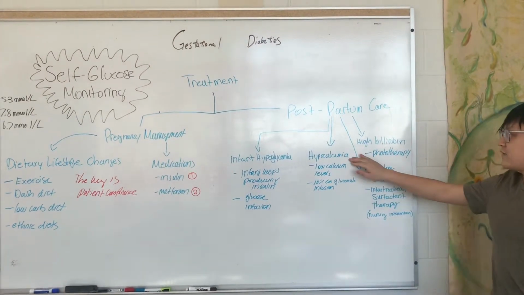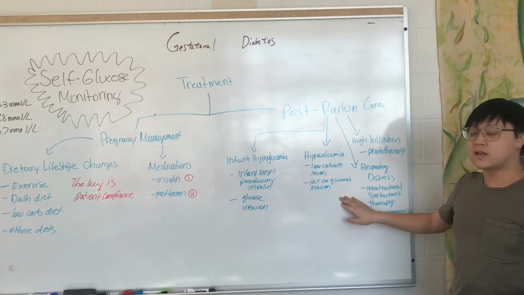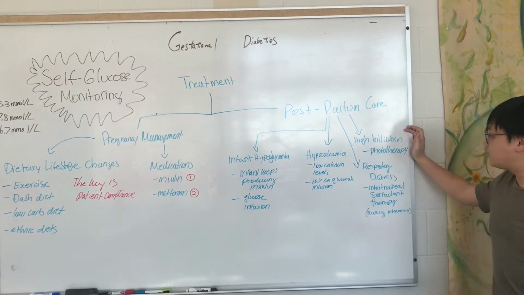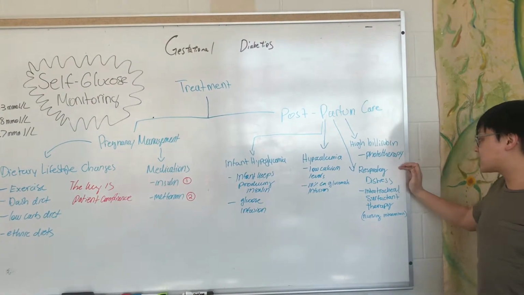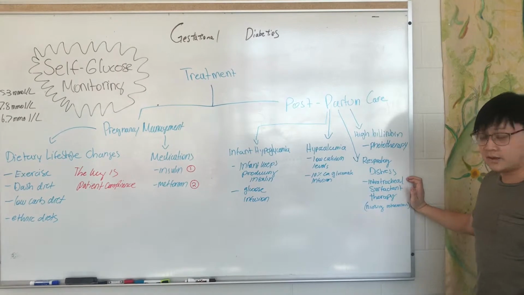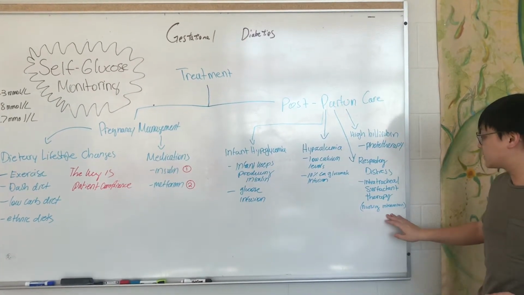So there's also a chance of hypocalcemia, where there are too low calcium levels, in which we'll do a 10% calcium gluconate infusion. There's also a chance of high bilirubin levels, in which we do phototherapy. And there's a chance of respiratory distress, where we do an intratracheal surfactant therapy, in which an RN or a physician will insert a tube down the trachea and put in surfactant.